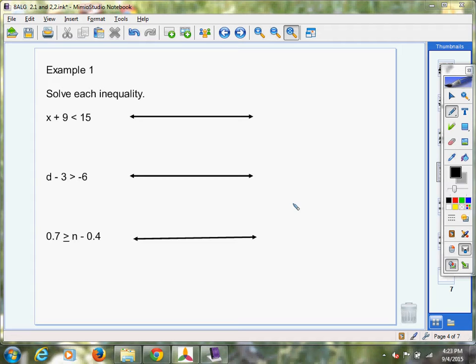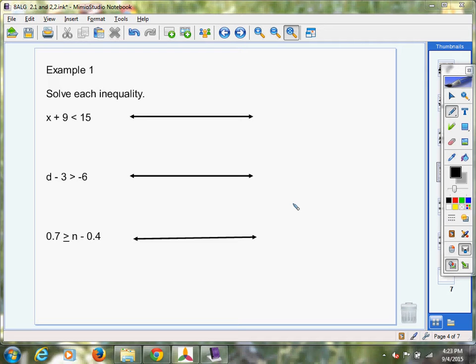We're solving each inequality, and here I am with x plus 9 is less than 15. Now remember, just like with any equation or inequality, I can't really solve it and know what the answer is until I solve for the variable. And with inequalities, you have infinite answers. Infinite. They're always infinite. Okay? So let's look at x.